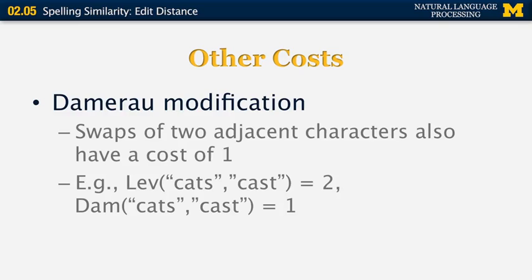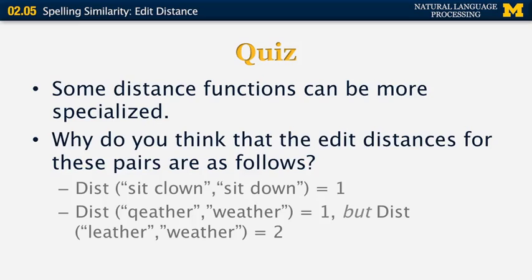So the Levenshtein edit distance between cats and cast would be 2, because we would either have to do 2 substitutions, or we would need to delete the T from one location and then insert it in a different location. So that gives us 2 operations, whereas the Damerau modification of this edit distance just has a score of 1, because it swaps ST for TS, which counts as 1 operation.